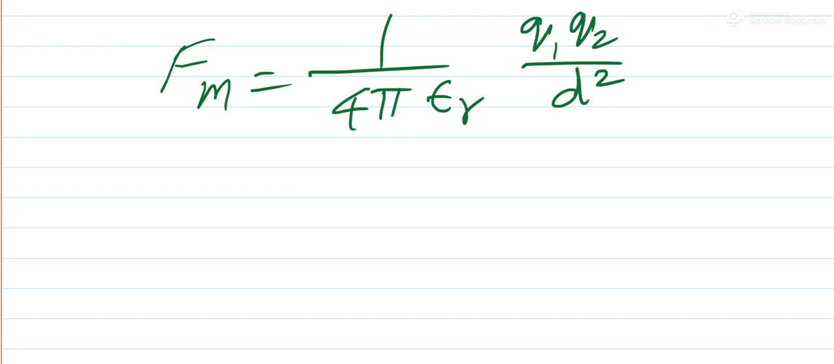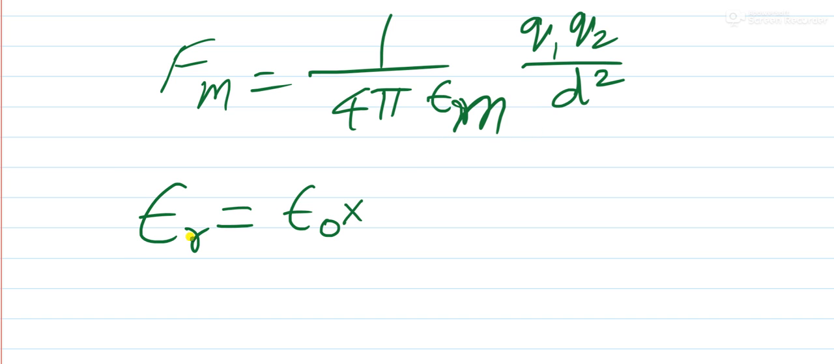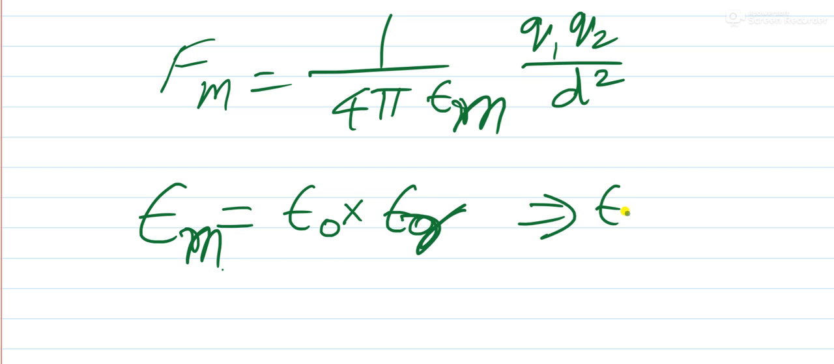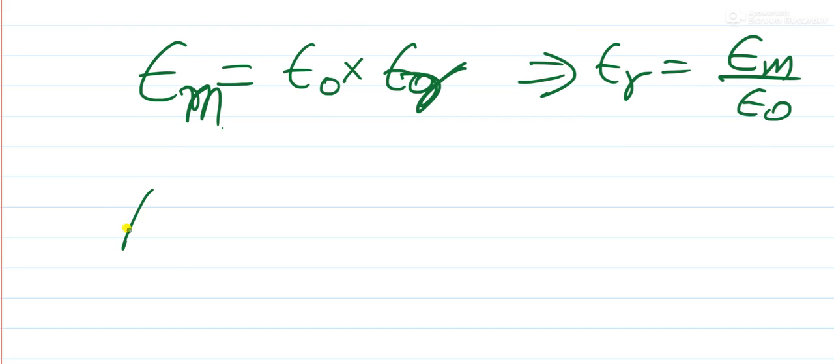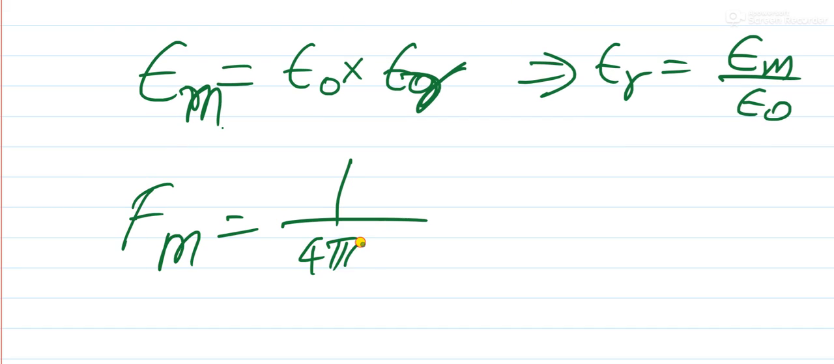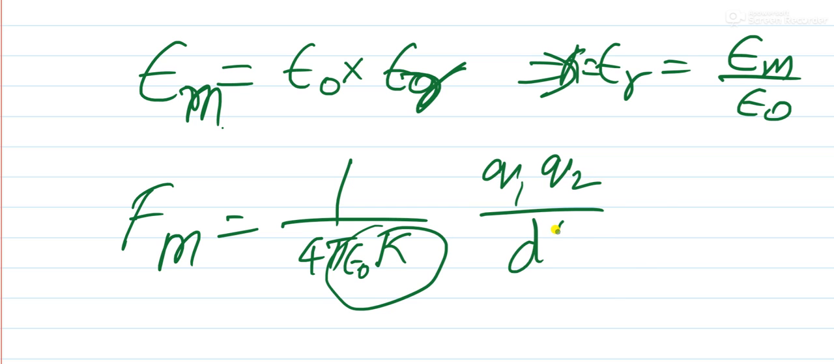What is relative permittivity? The permittivity in a medium is the relative permittivity times the permittivity in air. So the relative permittivity is the permittivity in a medium divided by the permittivity in air. Now the Coulomb force in a medium is 1 divided by 4 pi epsilon naught times the relative permittivity, which sometimes you can take as k also. You have to multiply by that value with respect to the medium, q1 q2 divided by d square. You can take it like this.